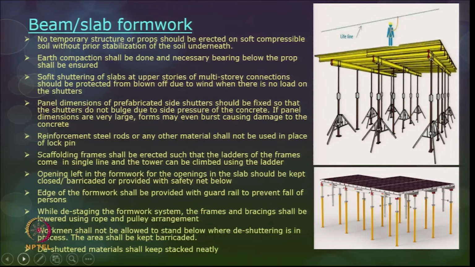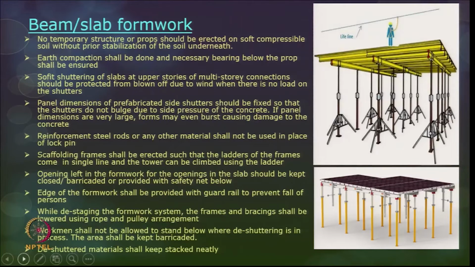On the top shutters, when there is no load acting on the shutter, in the sense when there is no reinforcement placed or no concrete poured in, there can be a wind force which can blow off all those shutters. So, it should be tightly fixed and secured in place. Panel dimensions of prefabricated side shutters should be fixed so that during pumping or pouring of concrete, the panels are not bulging and yielding, giving way to the pressure which comes onto the structure. That should be maintained, otherwise there can be a collapse of the formwork and the concrete.